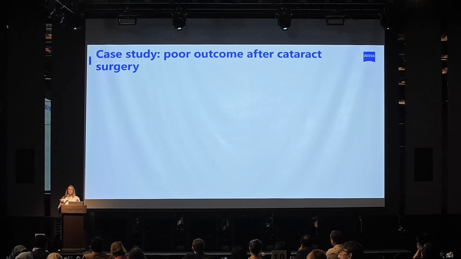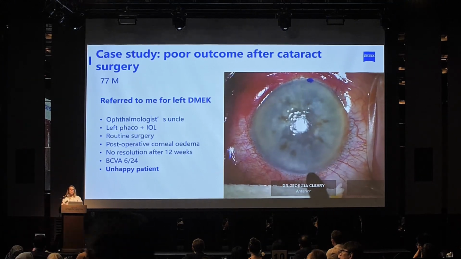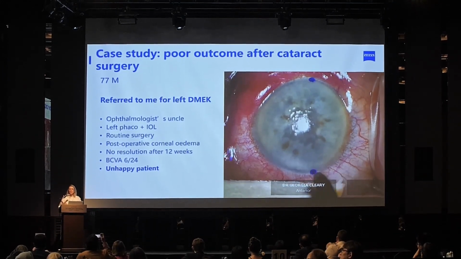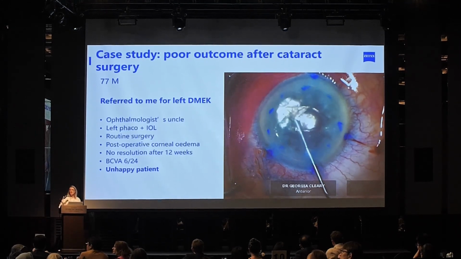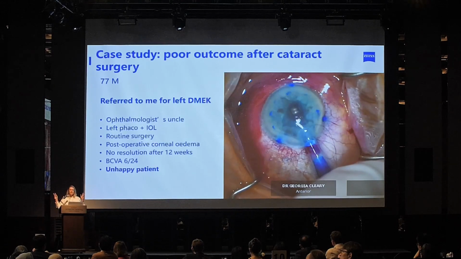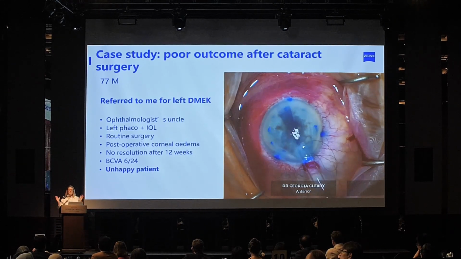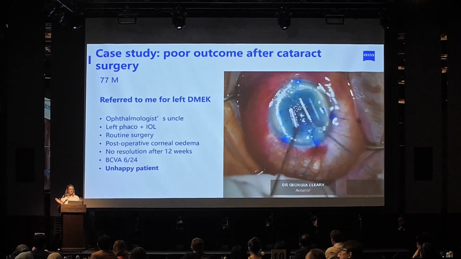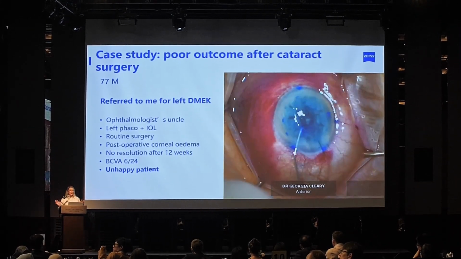This was someone who was referred to me. They have already had their cataract surgery, but they've had a poor outcome after their surgery. So he's 77 and he was referred to me with corneal decompensation for a DMEK. Now unfortunately he is the uncle of an ophthalmologist colleague, and another colleague did a routine left cataract surgery. Nothing exciting about the surgery, but afterwards he had postoperative corneal edema, which did not resolve whatsoever after 12 weeks.